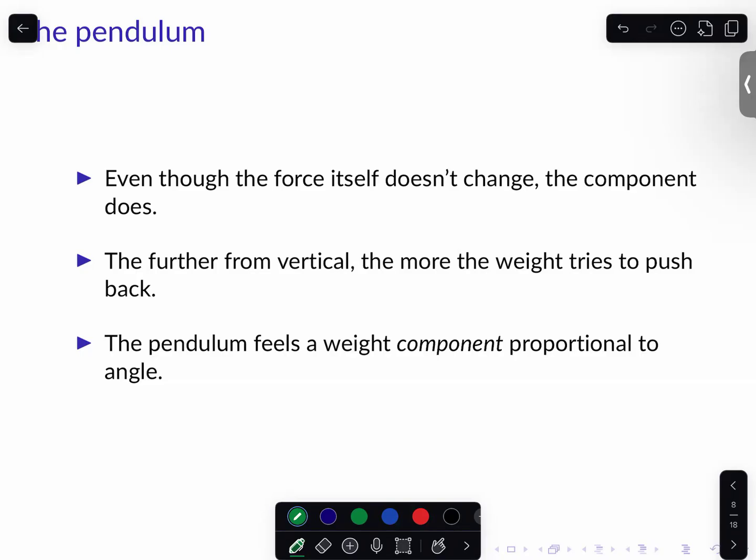At an intermediate angle, weight, the downward force, is partially pulling to lengthen the string. I'm assuming the string holds. And it's partly pushing it back to equilibrium. As we can show algebraically with trig and some math, the restoring component of weight is roughly linear. So you do get oscillatory behavior. The pendulum feels a weight component in the direction of turning proportional to angle.